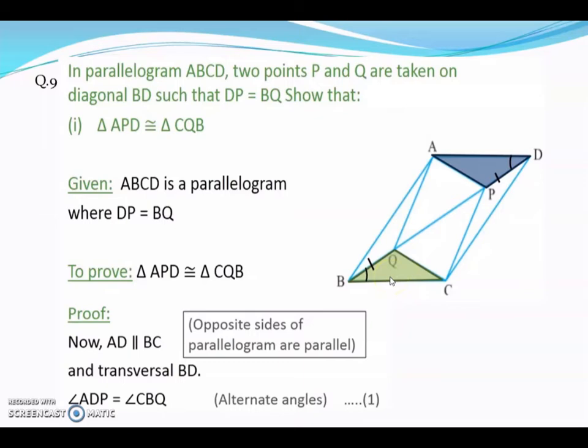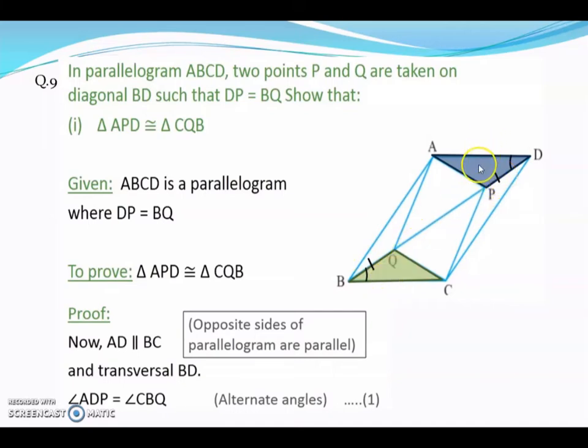So we will take that AD and BC are parallel sides because they are opposite sides of a parallelogram. And BD is the transversal. So angle ADP and CBQ, these two angles that are marked, this is ADP and this is CBQ. These two angles are equal because they are alternate angles. Okay. Then BQ and PD are equal. It is already given to you.